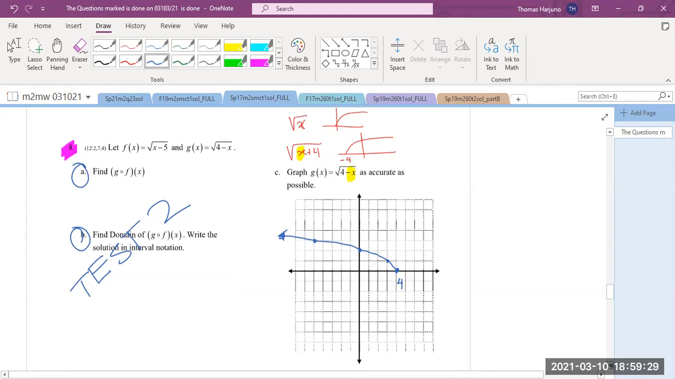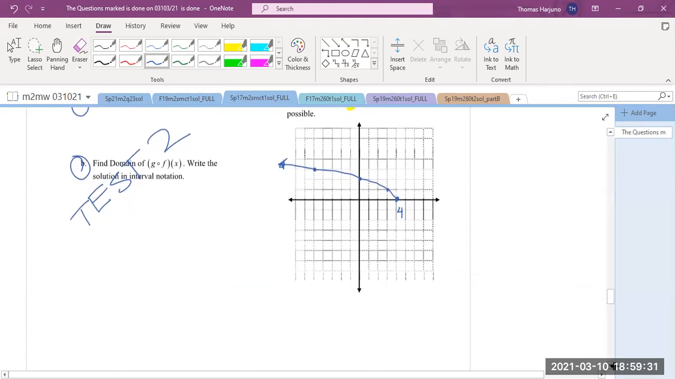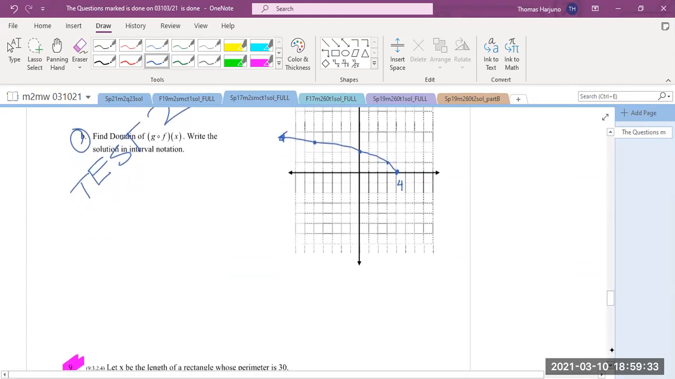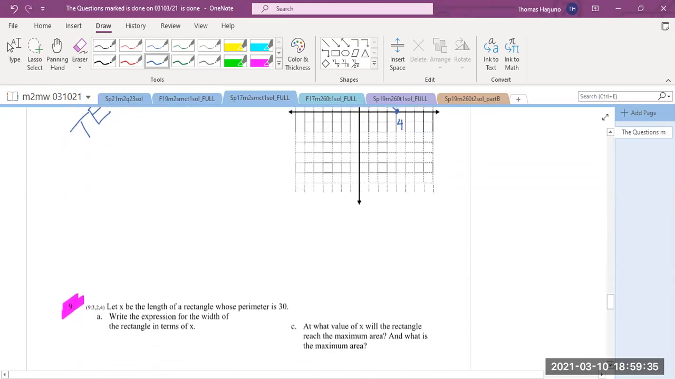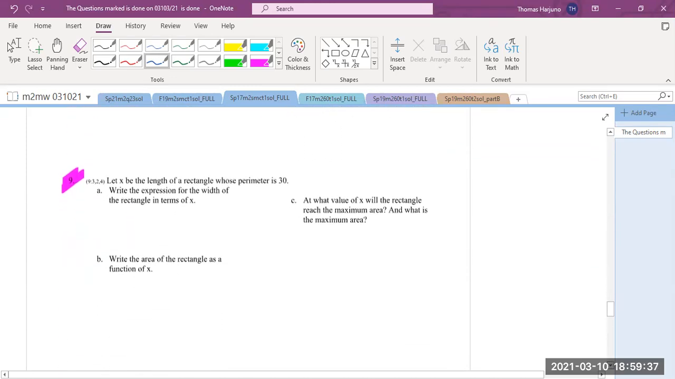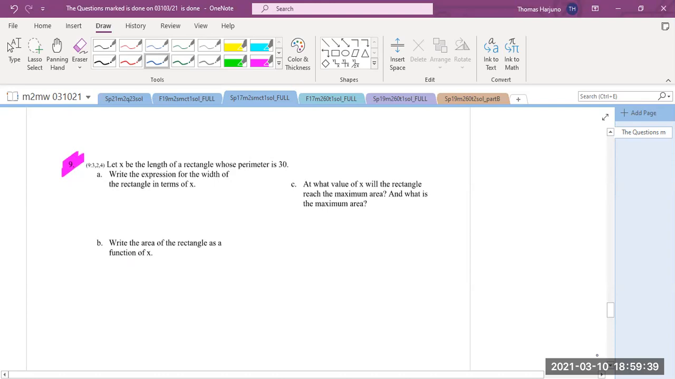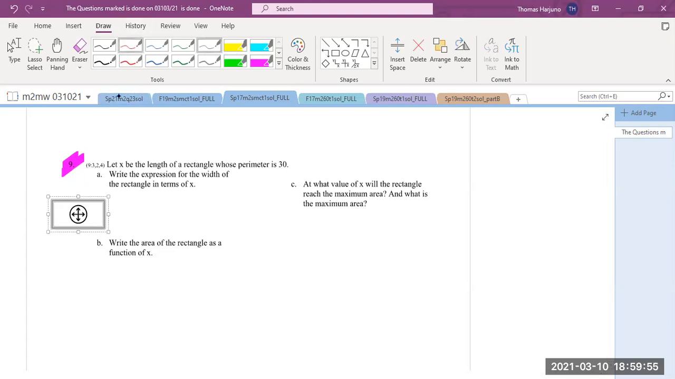That's for number 8. Number 9. Oh, word problems. Yeah, word problems. Let X be the length of a rectangle whose perimeter is 30. Let's sketch that first. So you have a rectangle. Okay. You have length and width.